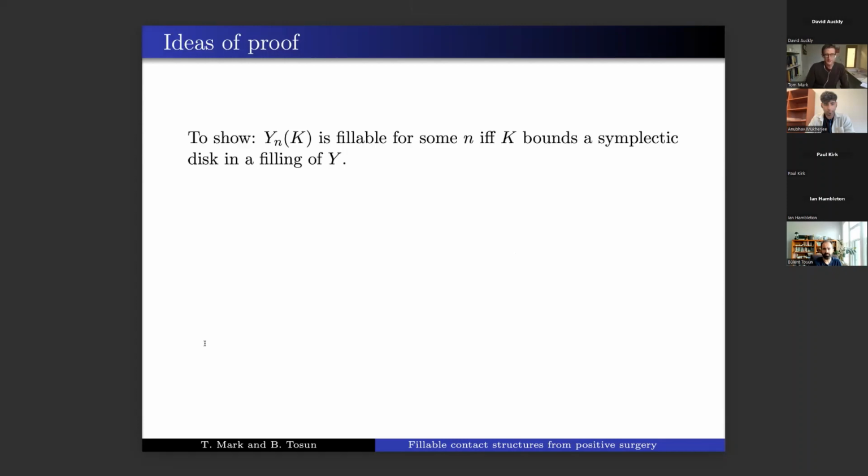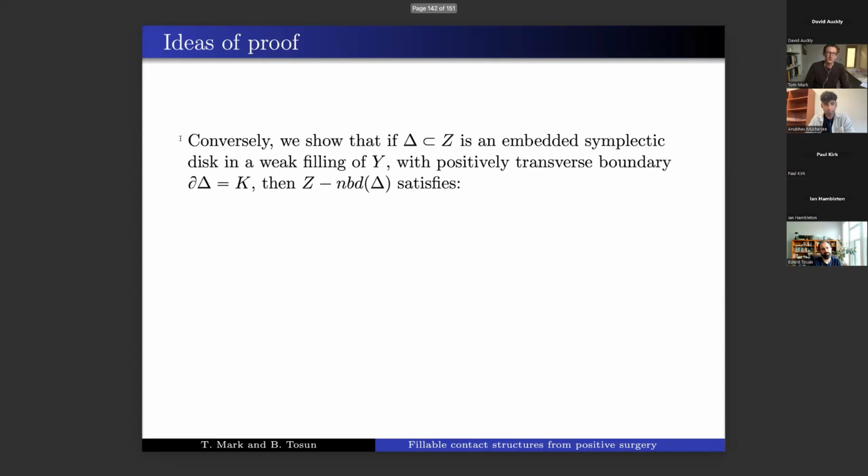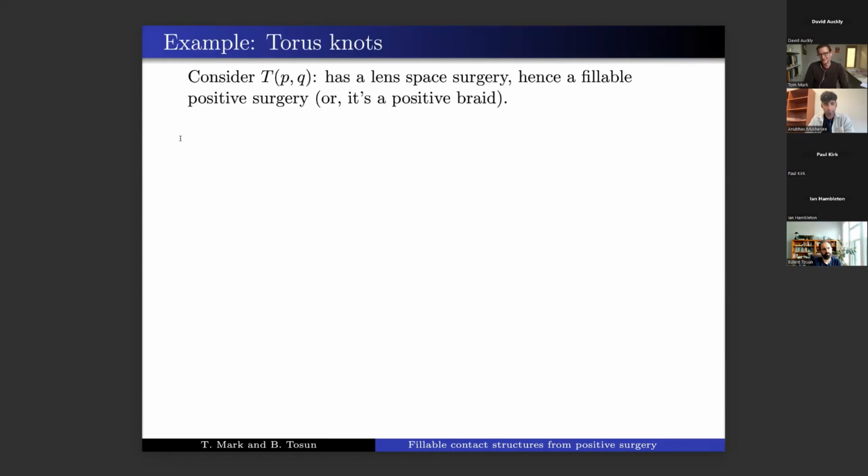So in the last couple minutes, maybe here's just some sketch of how you prove this stuff. Actually, maybe I'm going to do this in the other order. I'm going to go to my examples. One more example. So look at a torus knot. It has a fillable surgery for several reasons now. It has a lens space surgery. It's also a positive braid. Okay, fine. So what's the smallest coefficient that's fillable?